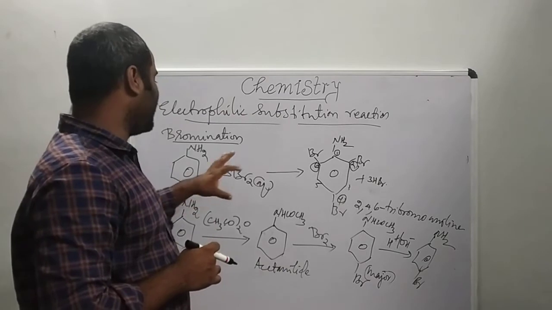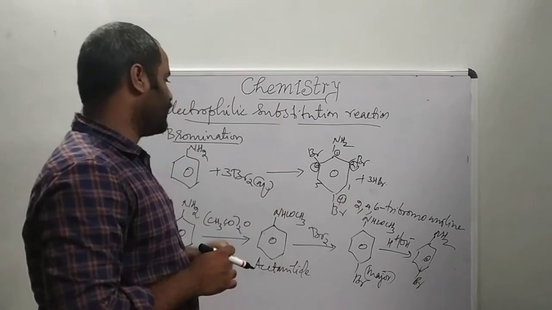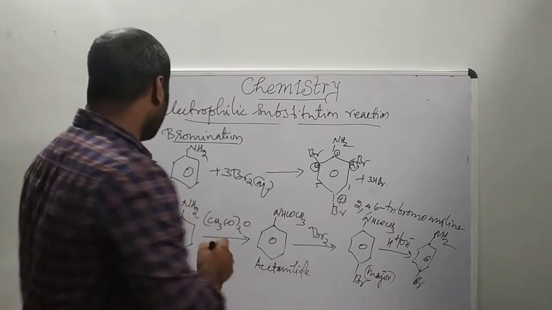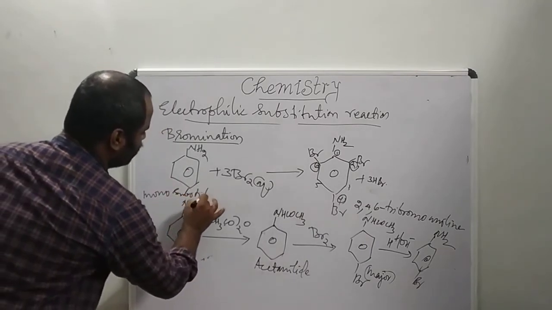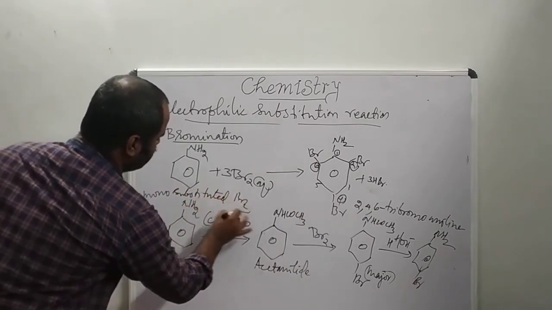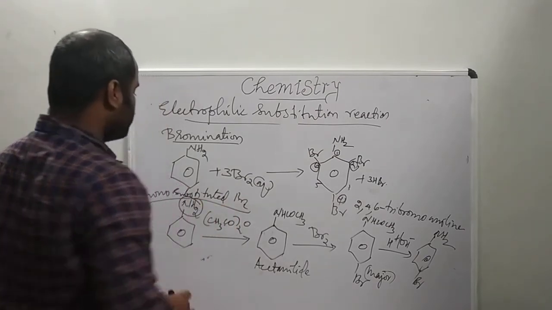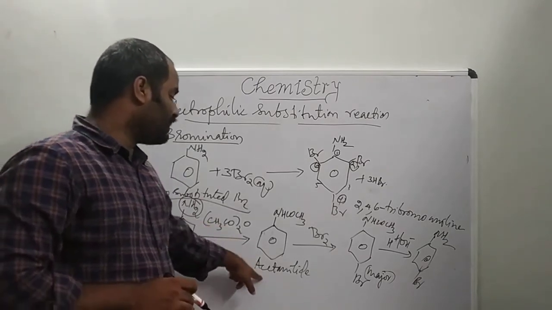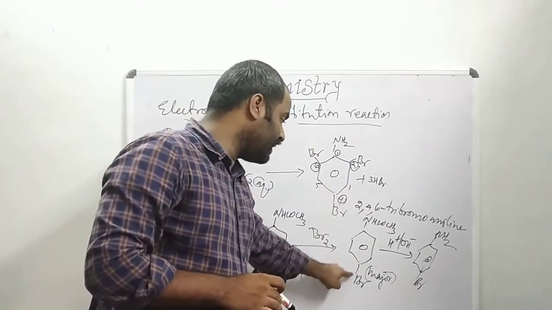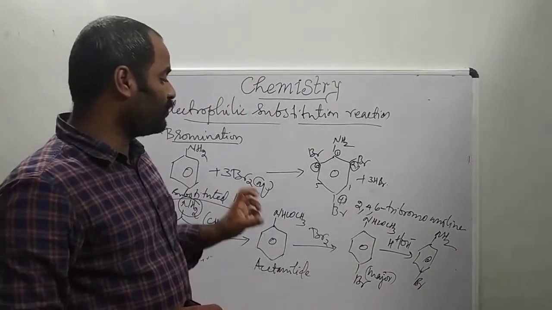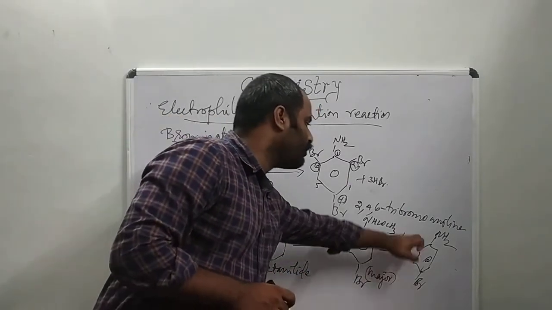Aniline on direct bromination gives 2,4,6-tribromoaniline along with the byproduct HBr. And if you want mono-substituted bromine, you have to go for this reaction. First you have to protect the NH2 group. On reaction with acetic anhydride, you get acetanilide. This acetanilide on reaction with bromine gives para bromoacetanilide. This para bromoacetanilide on hydrolysis gives para bromoaniline.